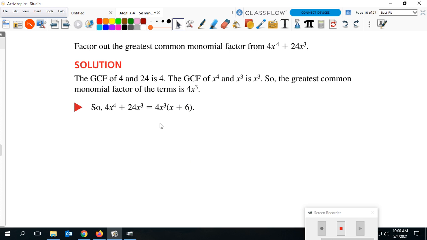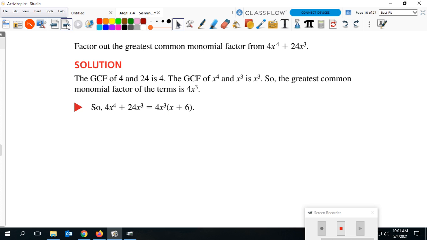And so now you have 4x to the third, and then you're going to have your x plus 6, what's left over. What's left over from the first term as you pull out a 4x to the third is 1x left. What's left from the 24x to the third is just a 6. And so that's what we're seeing.